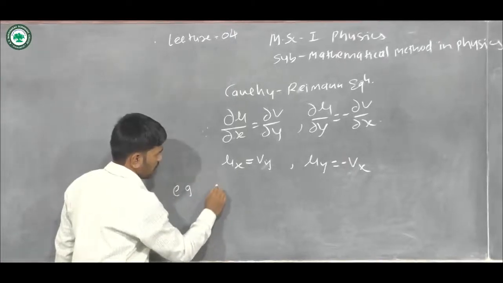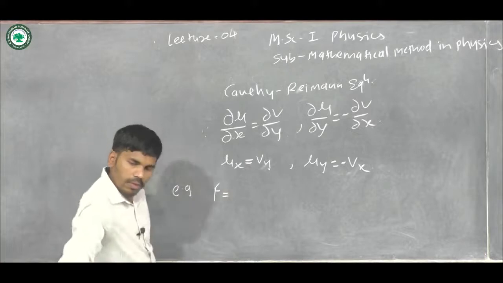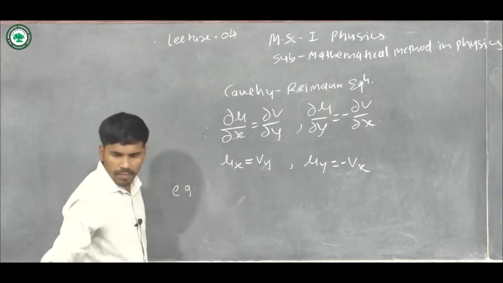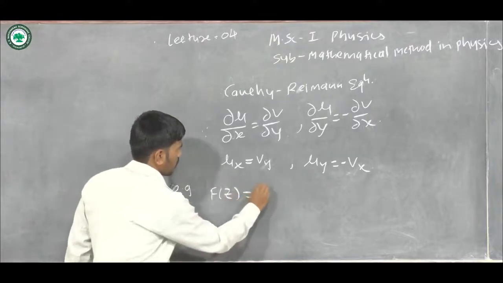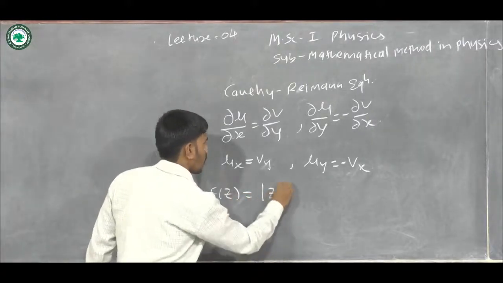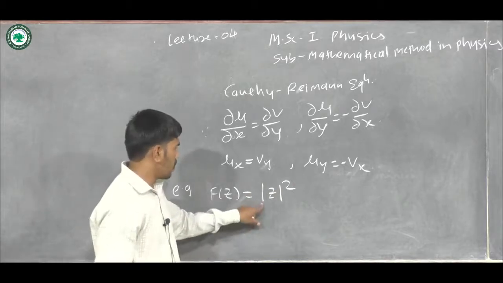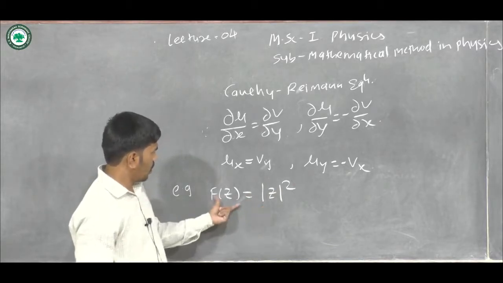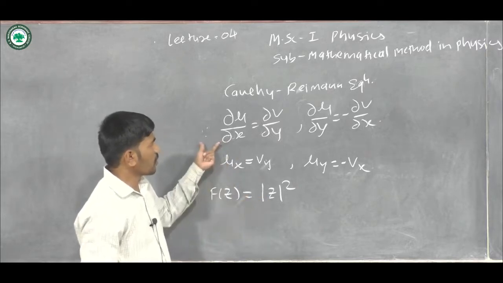So, example: the function f of z is equal to mod z squared. Okay, this is the function. We want to check whether it is analytic or not, by the CR equations.